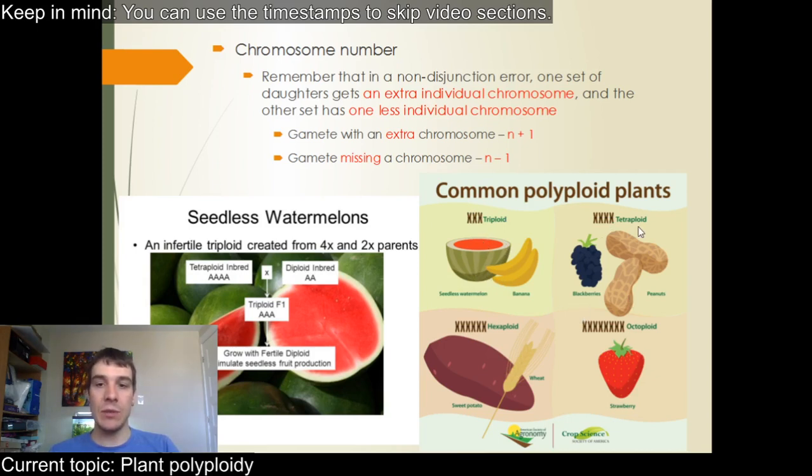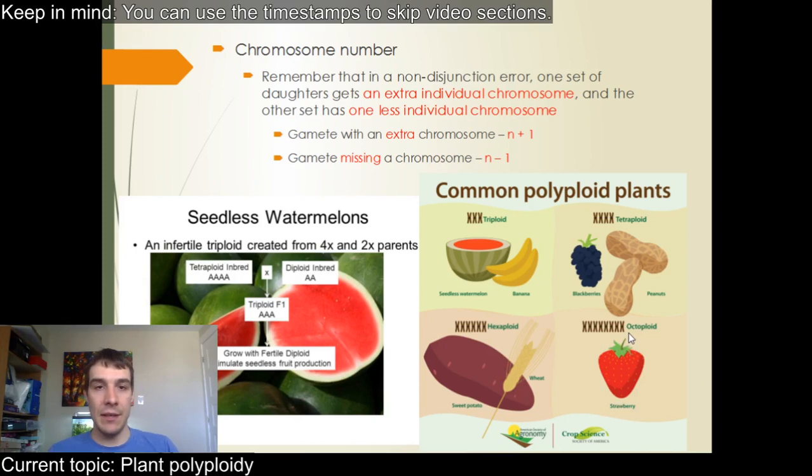Blackberries and peanuts are tetraploid, so they've actually ended up with 4 copies of the chromosome where they should have 2. Sweet potato and wheat are normally hexaploid. Some wheat strains are actually dodecaploid, so they've got 12 instead of 6. But yeah, normally it's 2. And then strawberries, notably, are octaploid. They have 8 copies of every single chromosome.